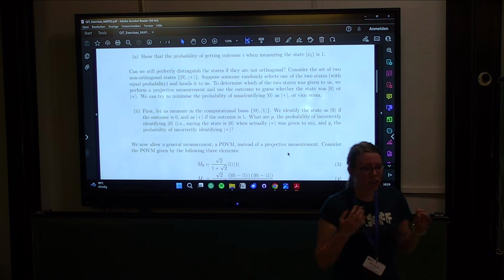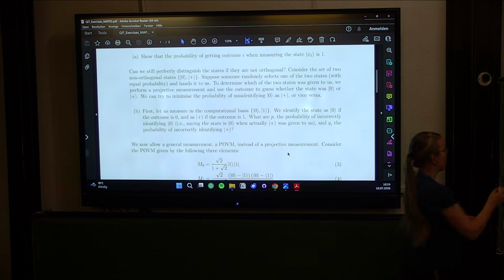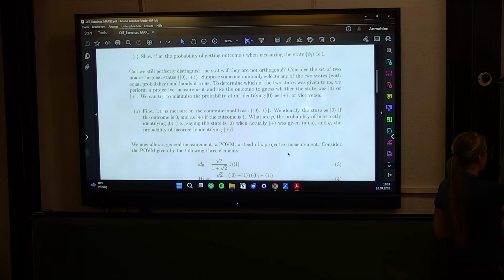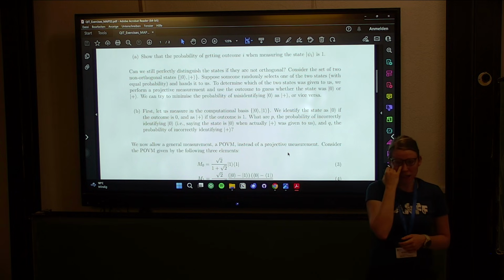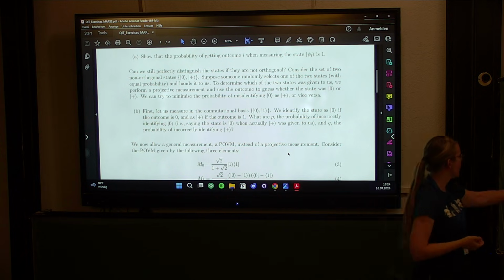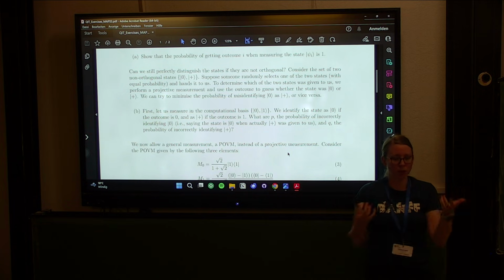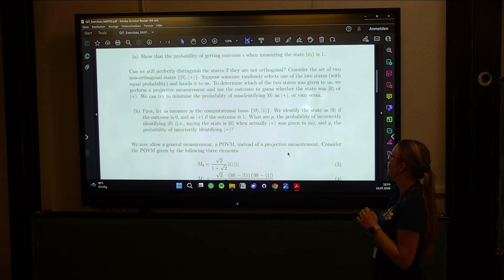Now we go to a different case where the set of states we want to distinguish is not orthogonal anymore. So now our new set of states that we're interested in is plus and 0. So two qubit states which are not orthogonal to each other. And I want to find out how well can I guess which state I got when someone hands me a quantum system in one of these states.